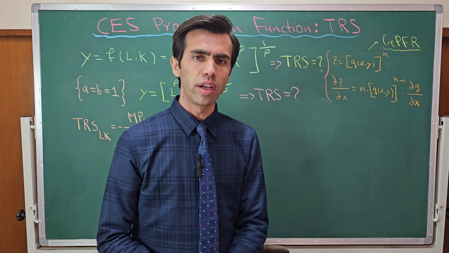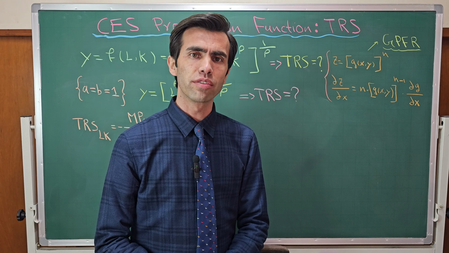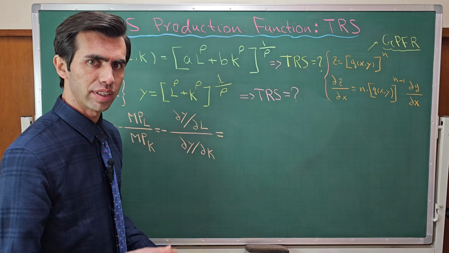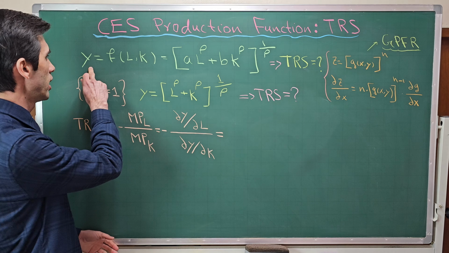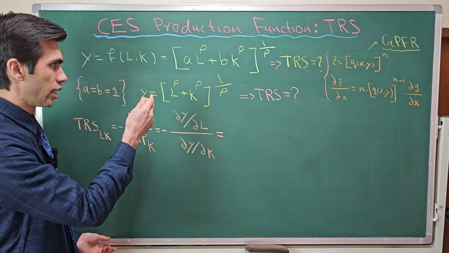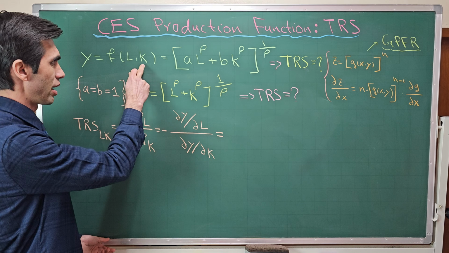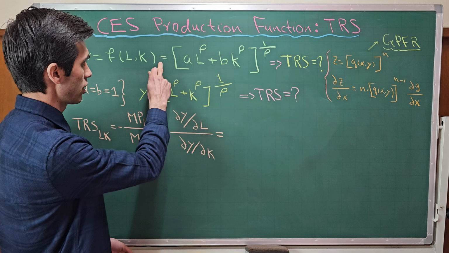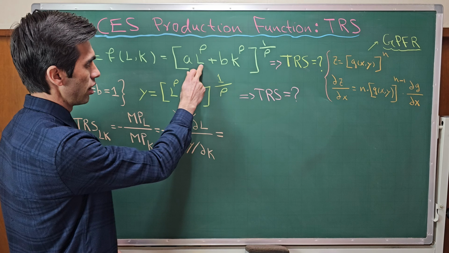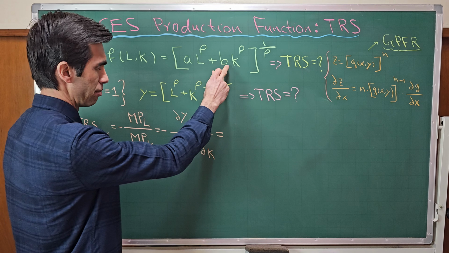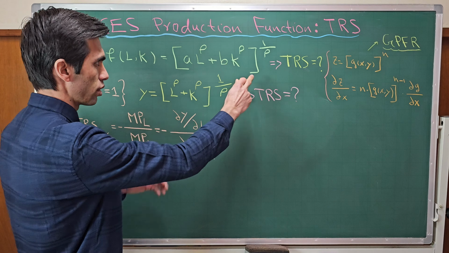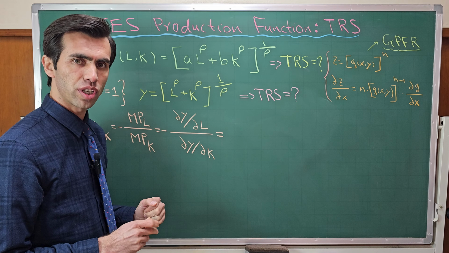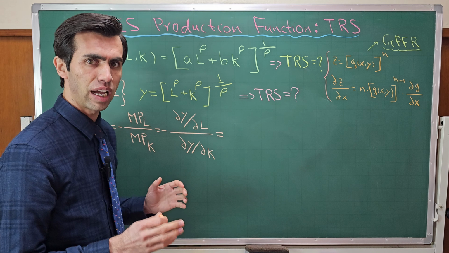In this video, let's find out the technical rate of substitution for a CES production function. Assume that we have a CES production function, y, the output, is equal to some function of labor and capital. The form of the CES production function is y equals (aL^ρ + bK^ρ) to the power of 1/ρ. So let's find out the technical rate of substitution for this CES production function.